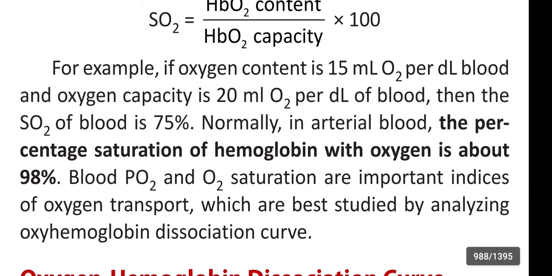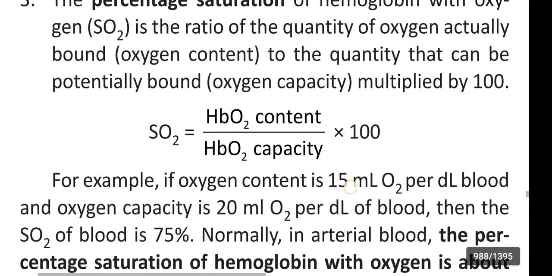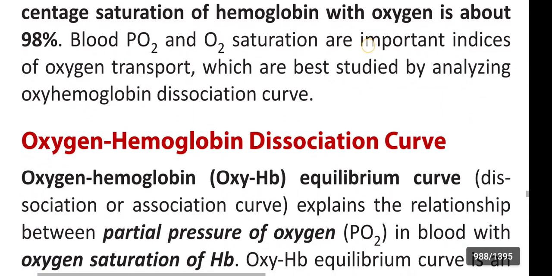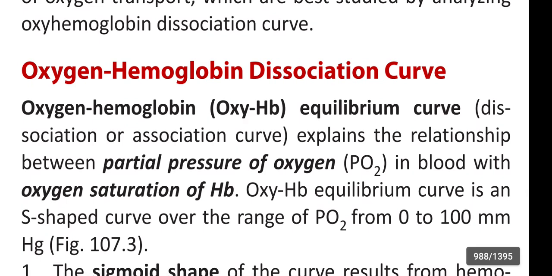Blood partial pressure and oxygen saturation are important indices of oxygen transport, which are best studied by analyzing the oxyhemoglobin dissociation curve. Okay, it is clear now. In the next video we are going to learn about the oxyhemoglobin dissociation curve.